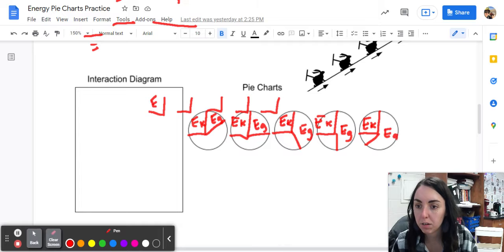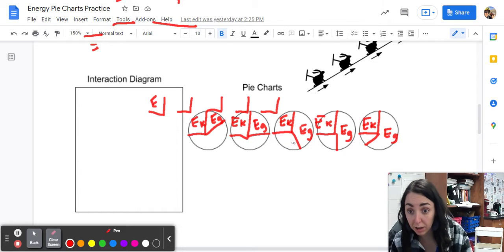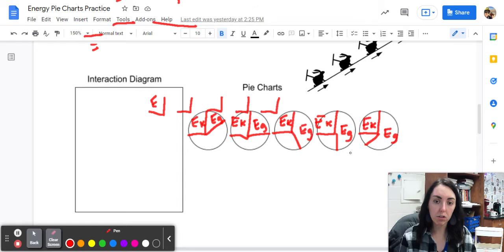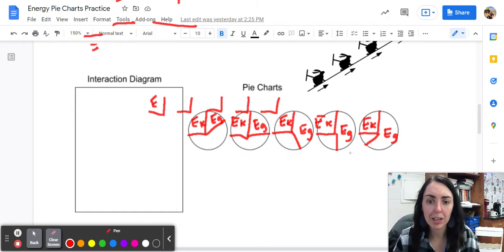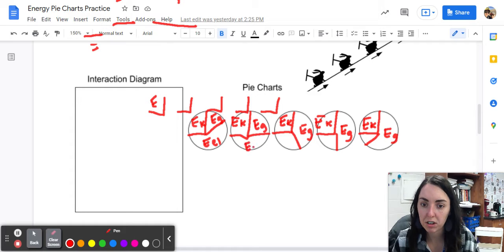Now, lastly, we have this mystery slice left here. We know the total energy has to be 100%. It doesn't change, so we can't leave that blank. There's some mystery energy here. Well, what's driving the bunny up the hill? It's the winder, the elastic. So that little mystery piece of energy is actually the elastic energy.